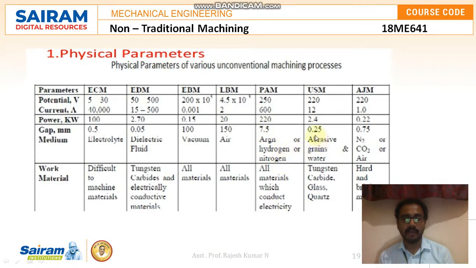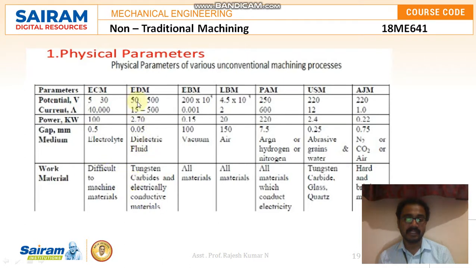And for the ultrasonic machining process, 0.25 mm is the recommended gap, and the medium should usually be abrasive grains and water. And for abrasive jet machining, it is nitrogen or carbon dioxide or air. And moving to the work material, listen here. For the electrochemical machining process, difficult-to-machine materials are usually recommended, which I mean, talking about the conventional machining process drawbacks.